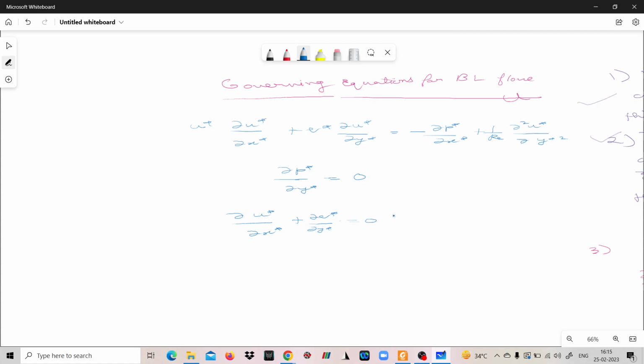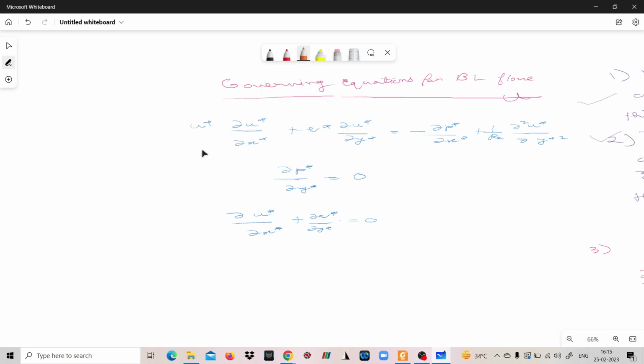So these three equations are known as Prandtl's boundary layer equations, and they serve as the governing equations for a boundary layer, but definitely for a 2D case, and definitely for an incompressible fluid. Okay, now what are the star variables?